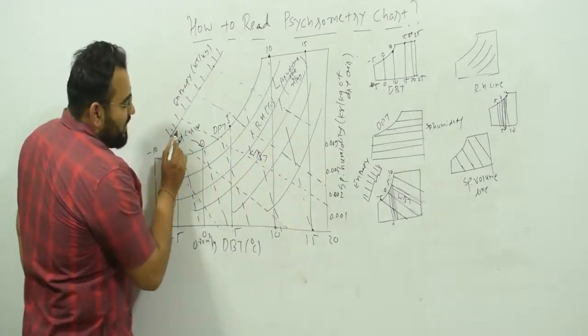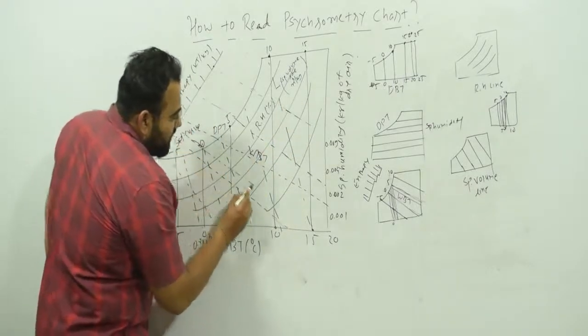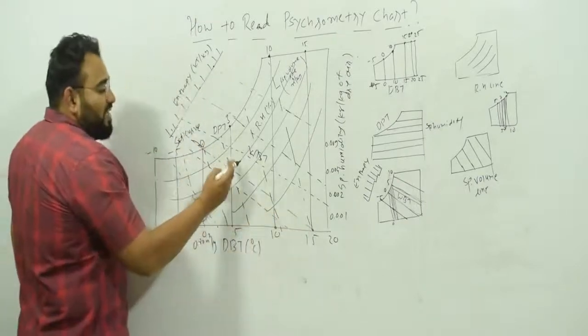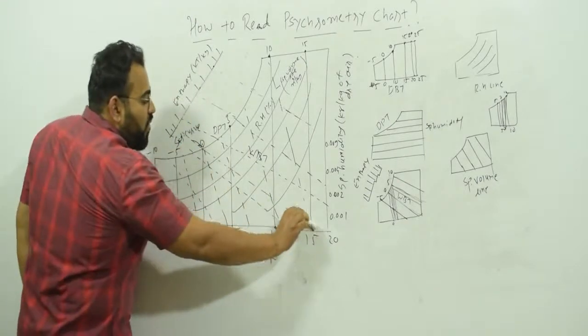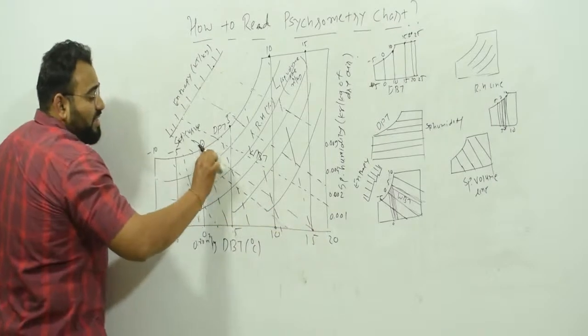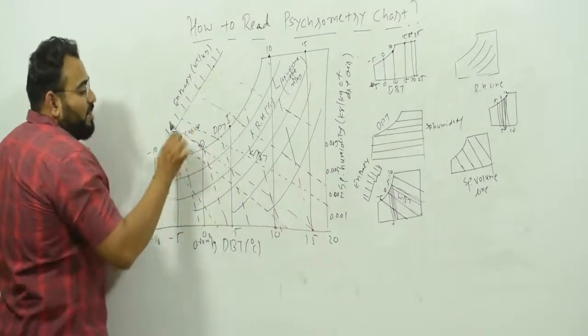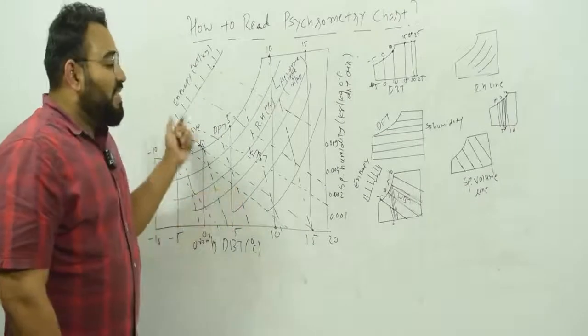Let's say same way over here. Let's say this is 0 degrees Celsius and the WBT line will be something like this. So for 0 degrees Celsius WBT, what will be the enthalpy? So what you have to do, you already have the 0 degrees Celsius WBT line. Extend it over here. Whenever it intersects this enthalpy line, that will be the enthalpy for the 0 degrees Celsius WBT line.